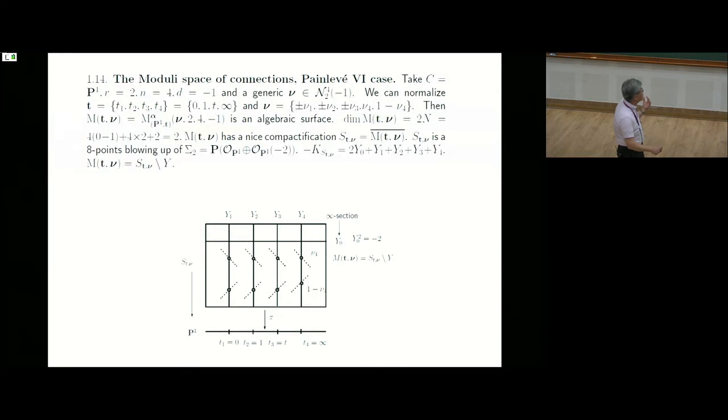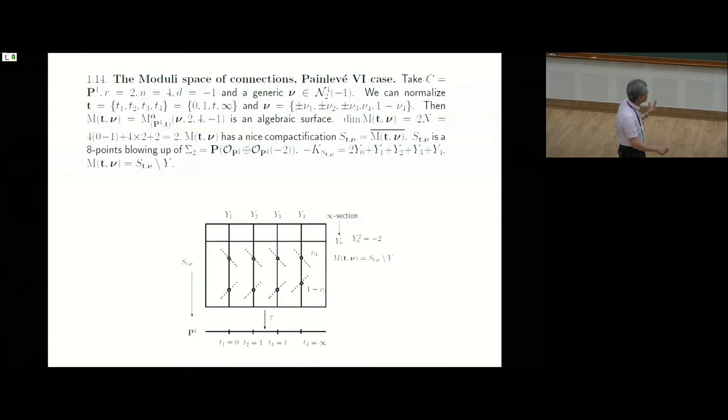And what you have to add is this infinite section, and you blow up 8 points. The location of the blowing up really depends on the local eigenvalues, local exponents, ν1 and 1 minus ν1, something like this. But you have some overall constant here, and here is ν4 and 1 minus ν4. You blow up 8 points. So then you have an infinite section plus 4 proper transforms of the fibers, and all these are rational P1s with self-intersection number minus 2.